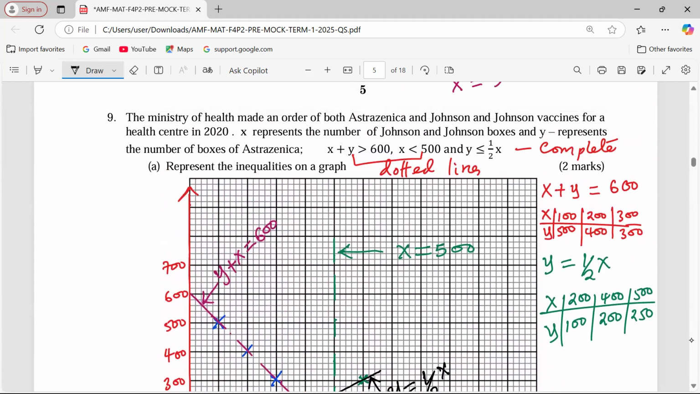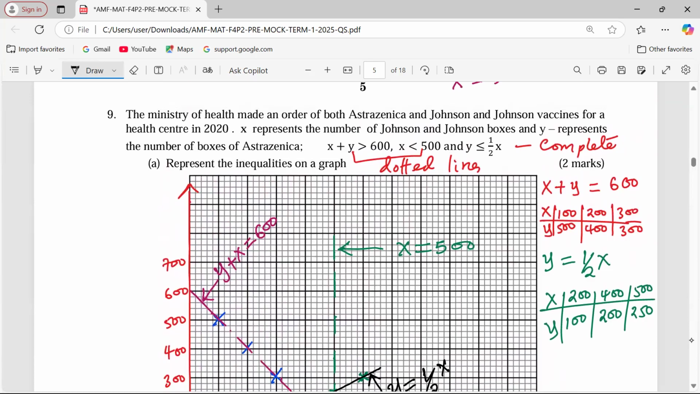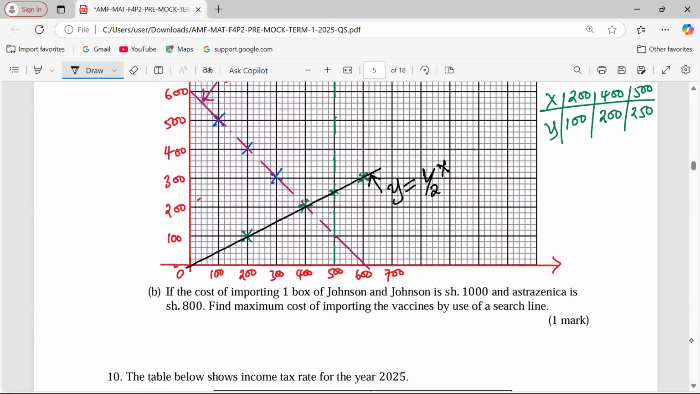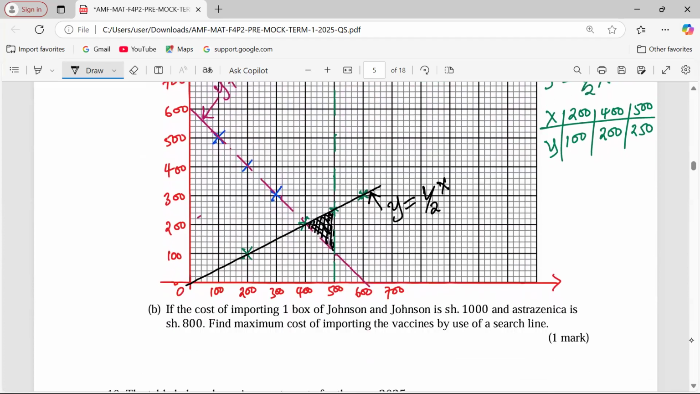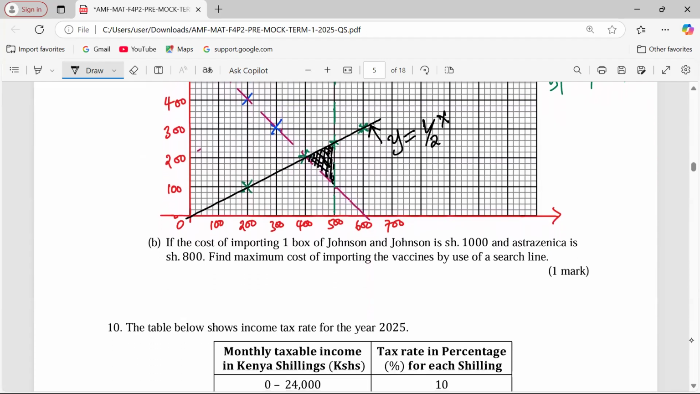What we're going to shade is what represents the inequalities on a graph. Sometimes you can shade the required region, some other times the unrequired side, so that we may see the region that we need. The region bounded by all of them is here. The region bounded by the three borderlines is here. That is the region which has been bounded by the three lines that way. So with the region now, we can check what part B is talking about.